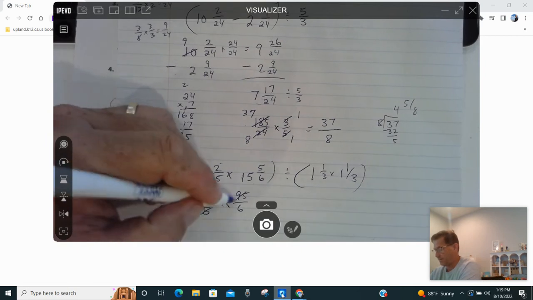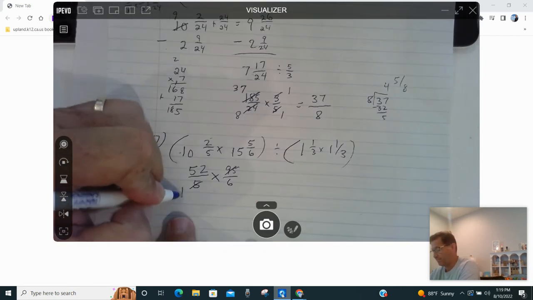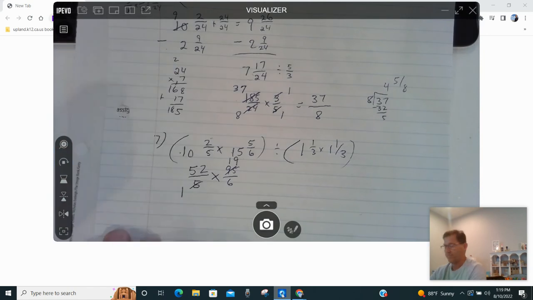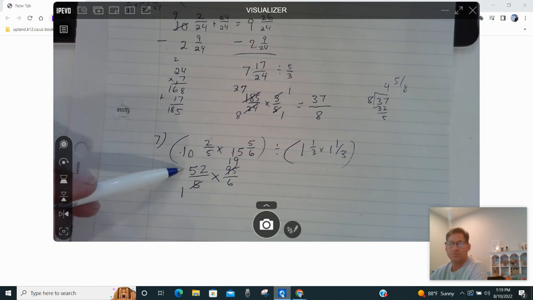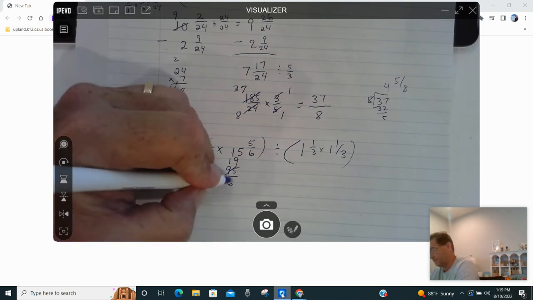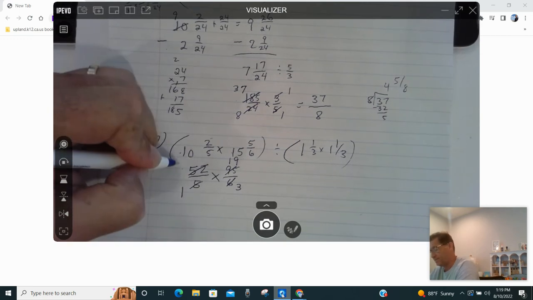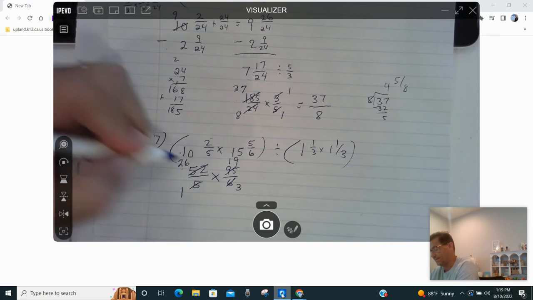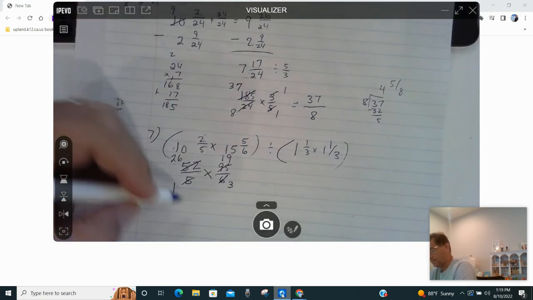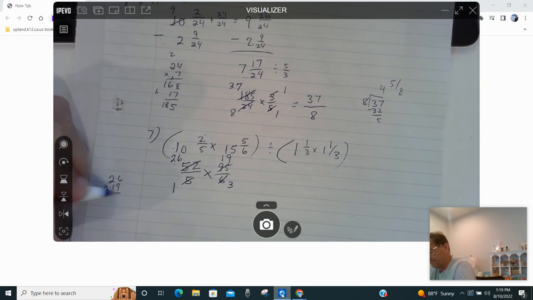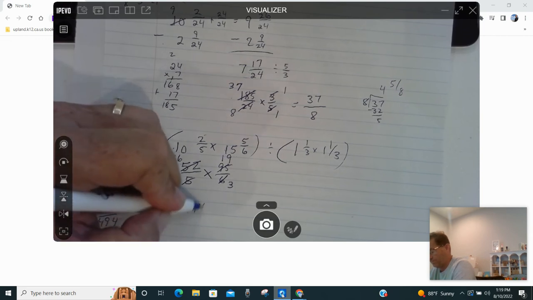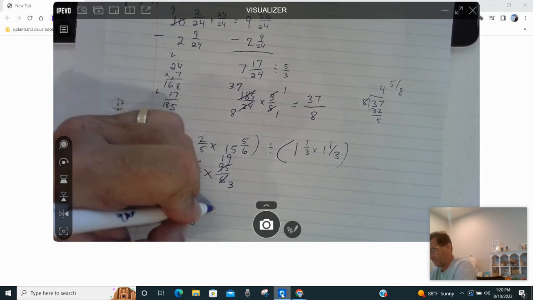Yeah, I know I can simplify 5 and 95 by dividing by 5. 95 divided by 5 is 19. 6 is not a factor of 52, but 2 is. So let's simplify by 6 divided by 2 is 3, and 52 divided by 2 is 26. So 26 times 19, come up with 494. And 3 times 1 is 3.